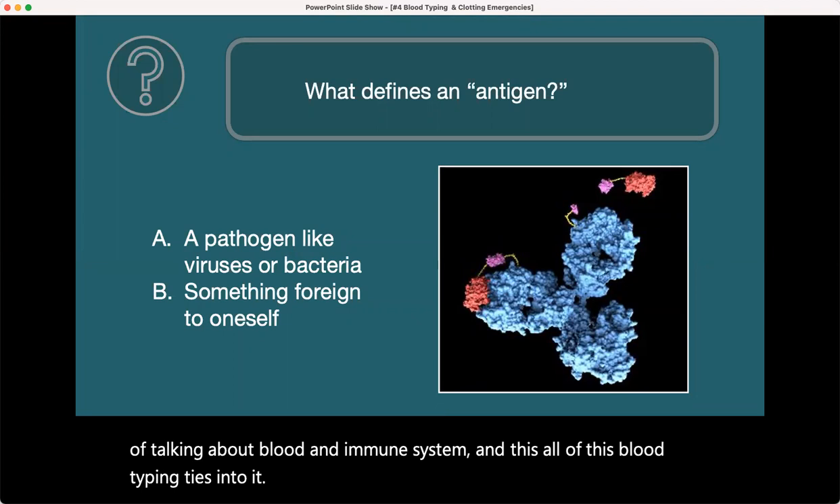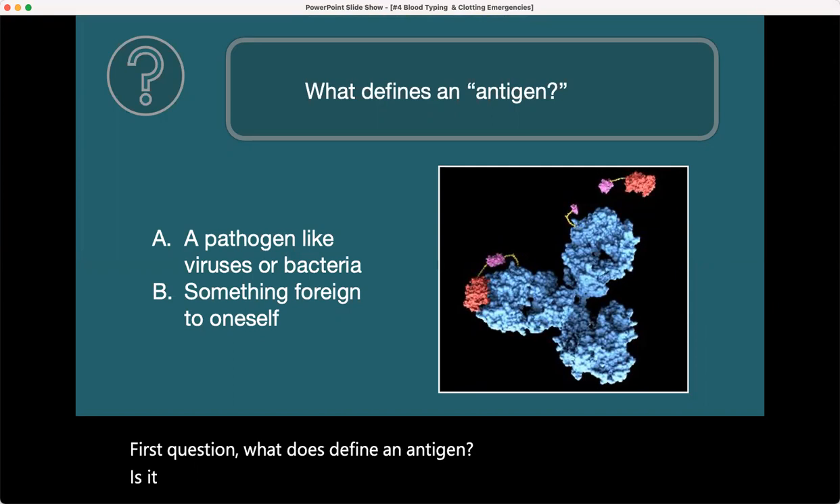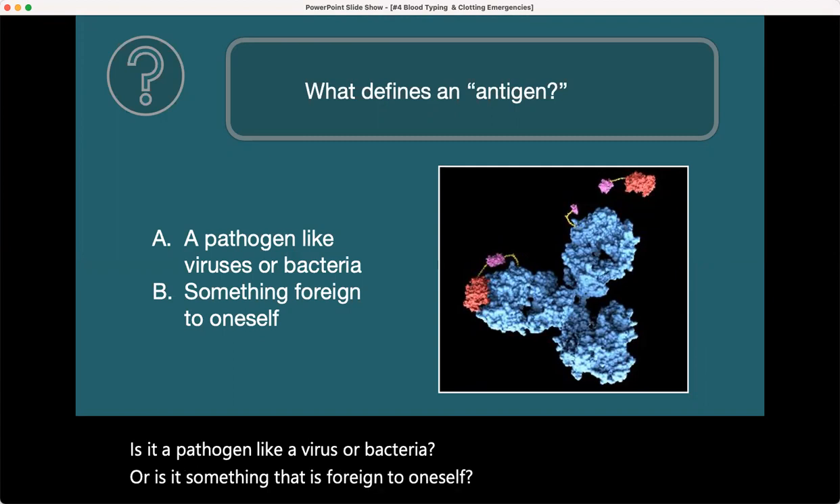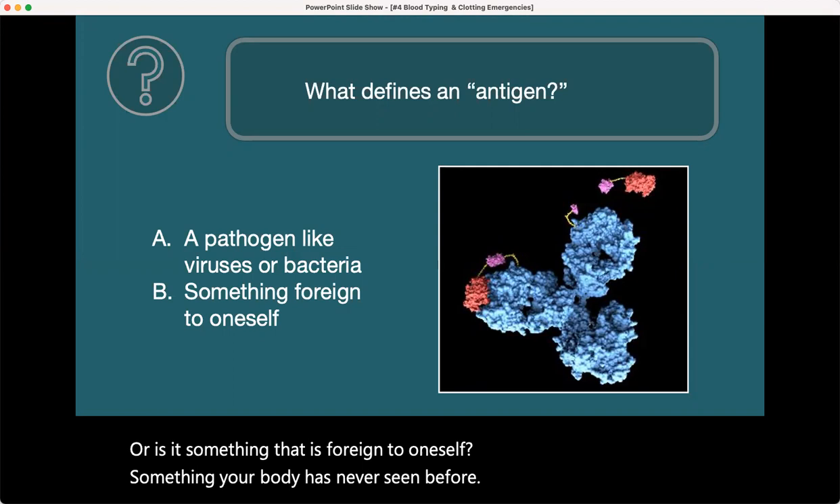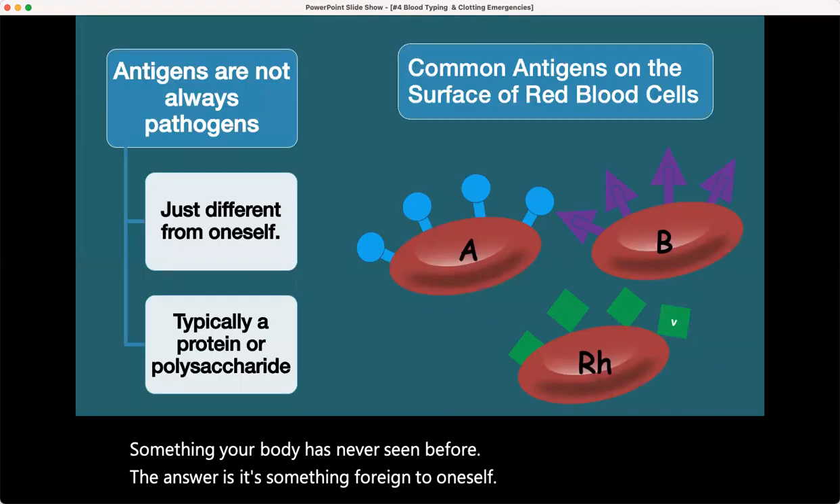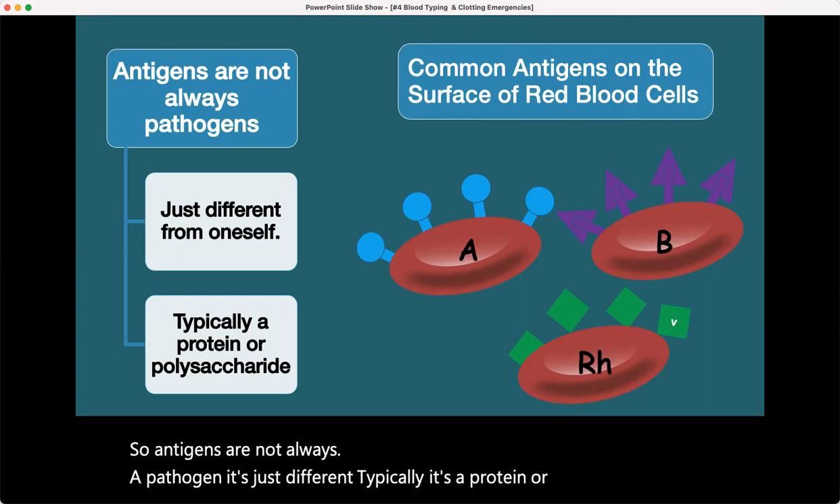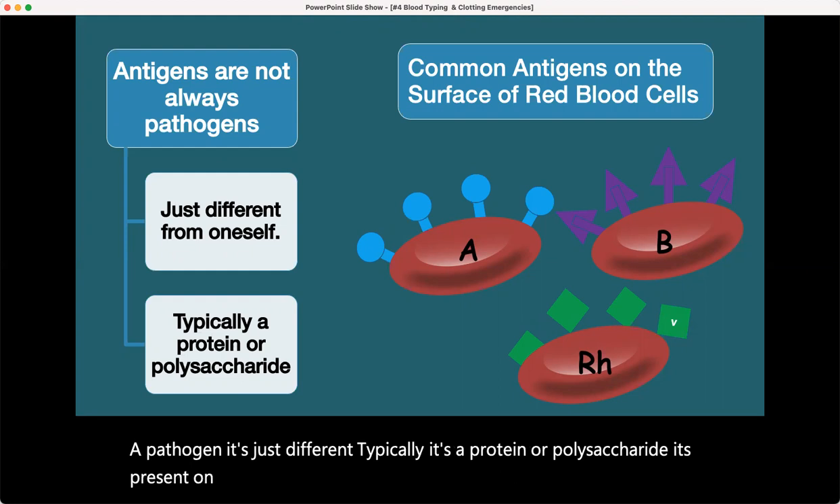First question, what defines an antigen? Is it a pathogen like a virus or bacteria? Or is it something that is foreign to oneself? Something your body has never seen before? The answer is, it's something foreign to oneself. So antigens are not always a pathogen, it's just different. Typically, it's a protein or polysaccharide present on the surface of the red blood cells.